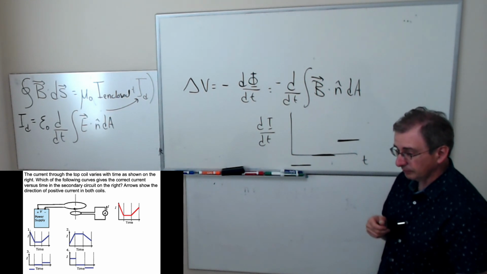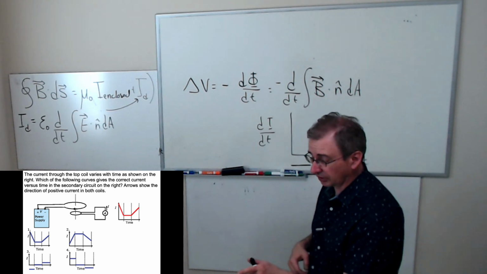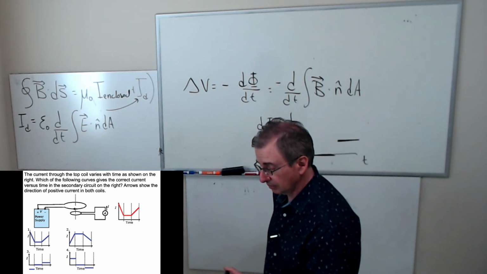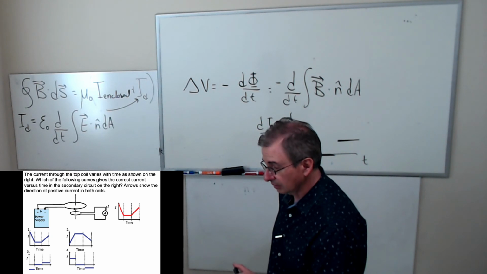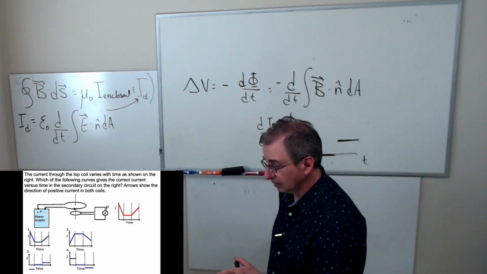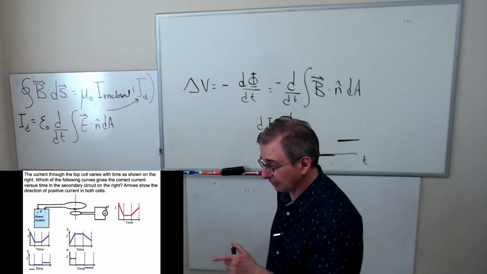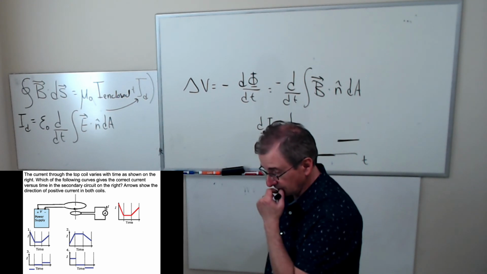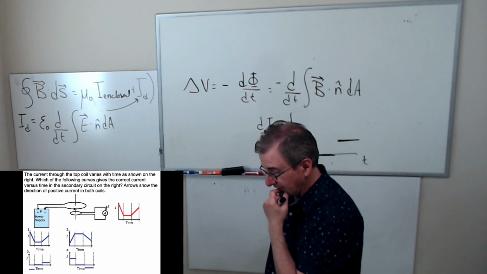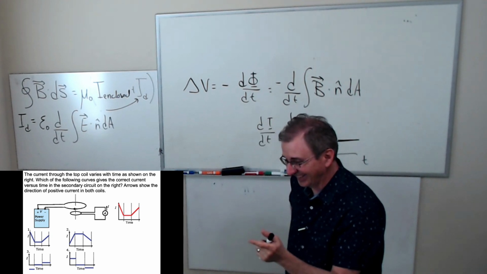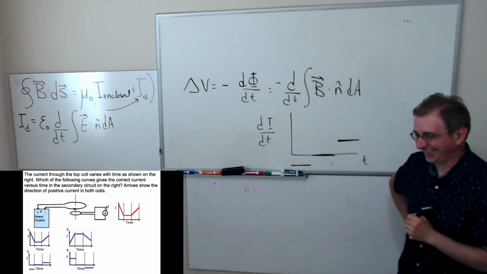Okay, I'm confused. The problem asks for the induced current versus time, right? No, it just says correct current versus time in the secondary circuit on the right. So how do you get a current in the secondary circuit? It's induced. I hear what you're saying. I'm just confused by it. Okay.